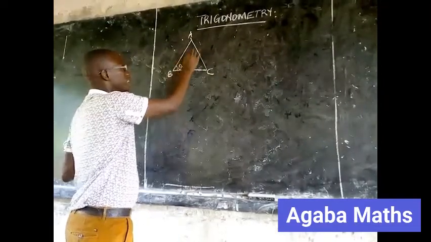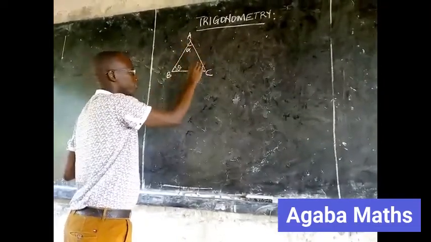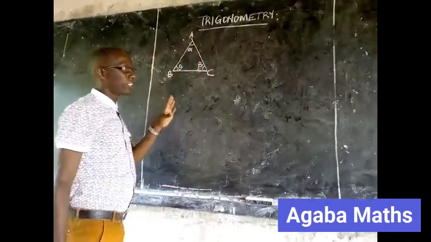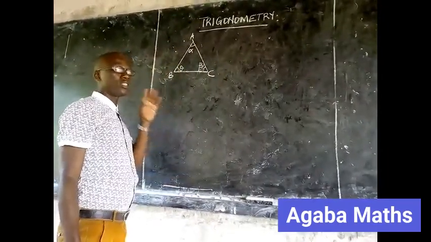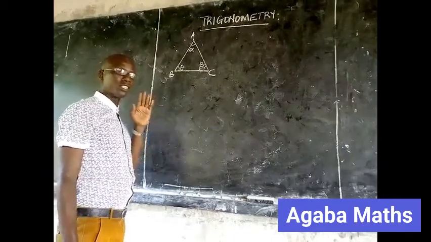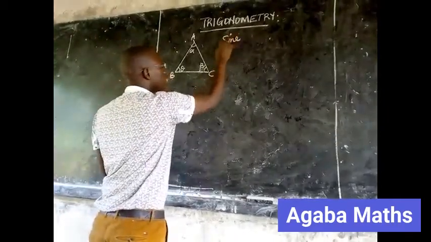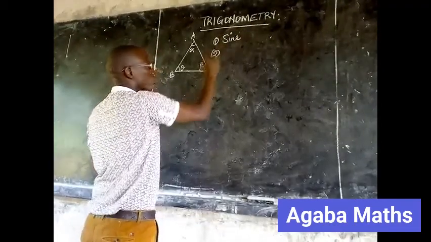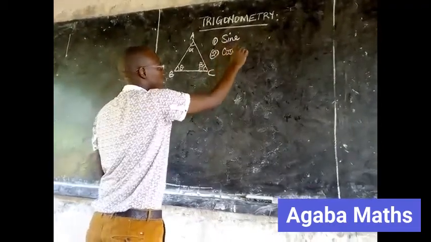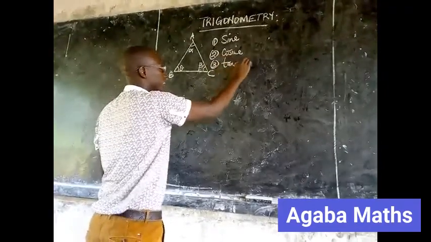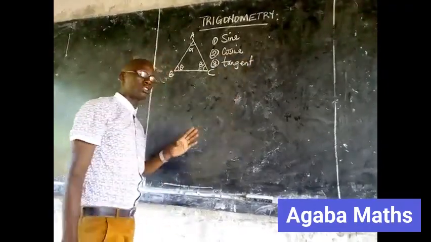If this is theta, if this is alpha, if this is beta, these sides and angles are related using 3 basic ratios. Those ratios include what we call sine, that's the first basic ratio. We have what we call the cosine, and then we shall have what we call the tangent. So these are the 3 basic ratios.